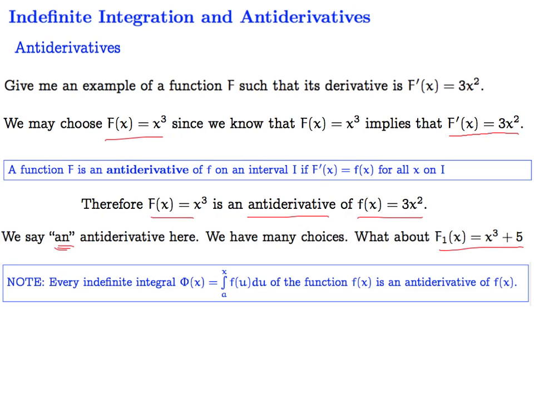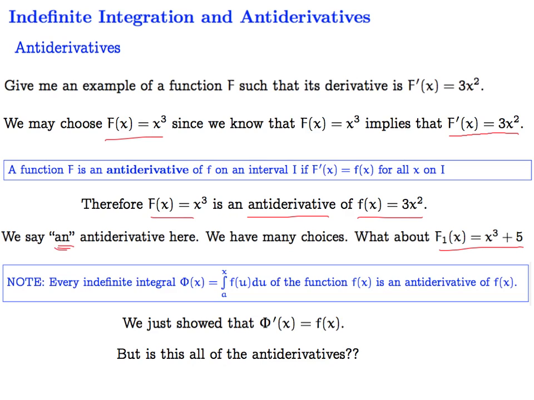So super thing, and how this connects to the stuff we did before is that every indefinite integral of the function f of x is an antiderivative of f of x. That's what the theorem we just talked about tells us. In that previous theorem, we just showed that phi prime of x equals f of x, which means it is an antiderivative of f of x. But our very natural question to ask at this point is, is this all of the antiderivatives? Are there other ways to find them? Or are we always just going to have to guess at them? Or is this indefinite integral the way to go? How do we go about finding them all?